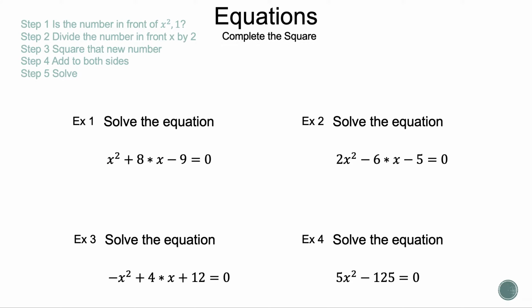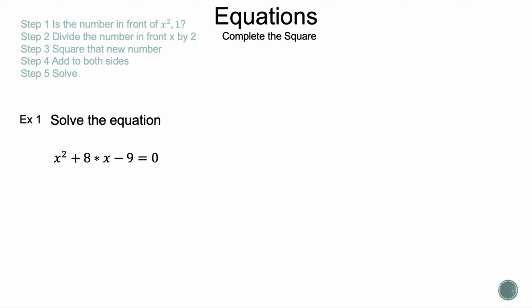Now, here are the examples we're going to be discussing in today's video. So let's take a closer look at example 1. Let's read the steps. Step 1. Is the number in front of the x squared 1? Step 2. Divide the number in front of x by 2. Step 3. Square that new number. Step 4. Add to both sides. Step 5. Solve.